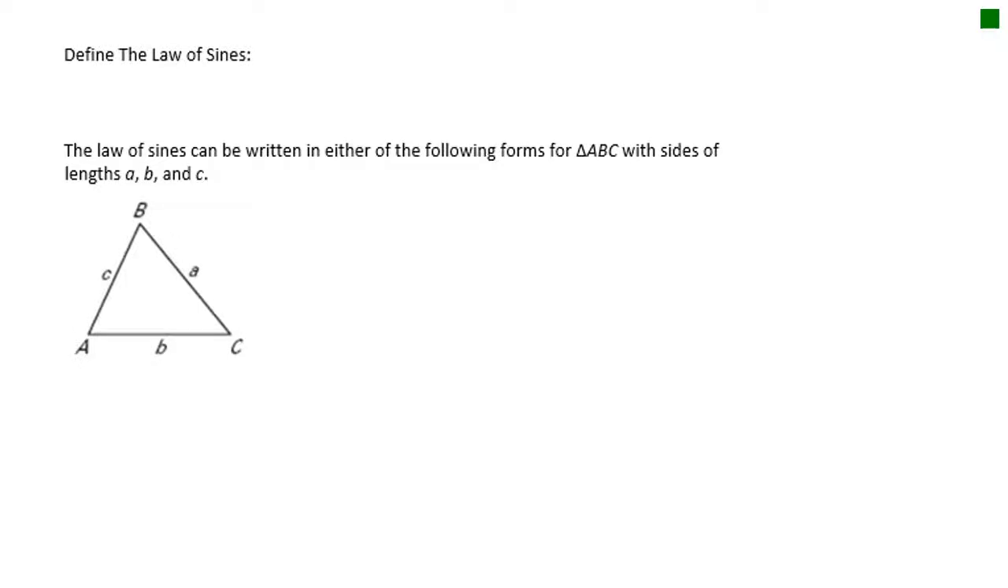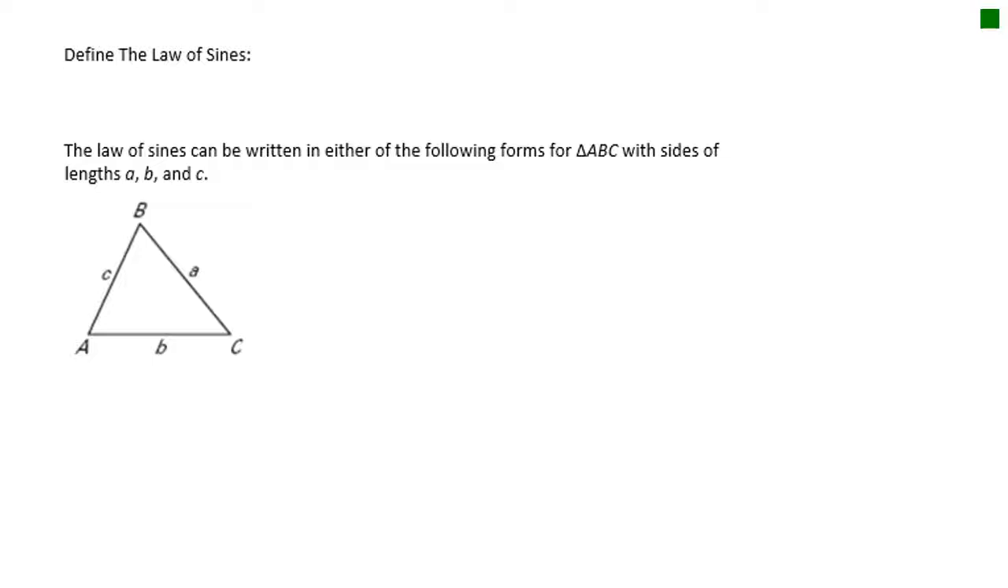Alright, this video is on the law of sines, and we're also going to talk about the law of cosines. What these do is help you find missing pieces of any triangle, not just right triangles. So you can find the missing angles and missing sides using the law of sines and cosines. The first one we're going to talk about is the law of sines.